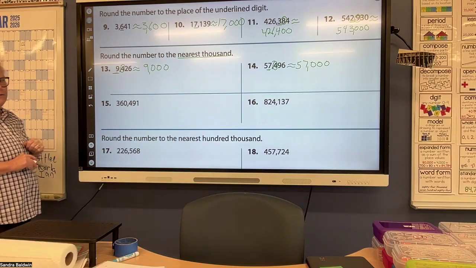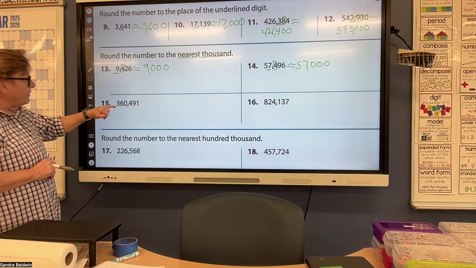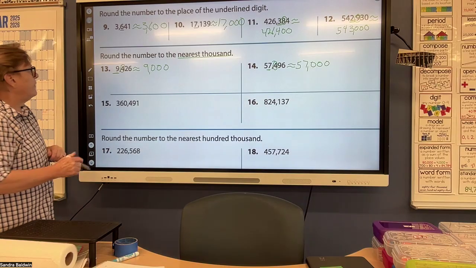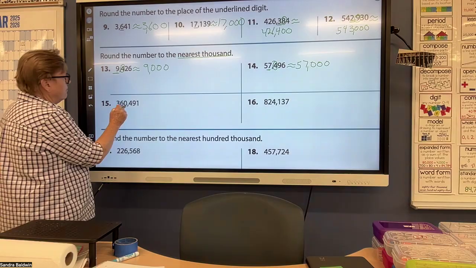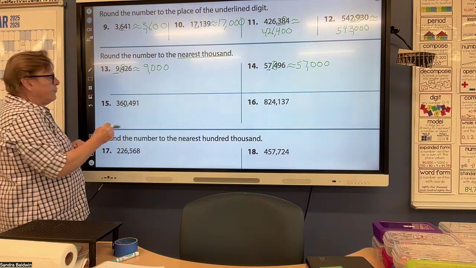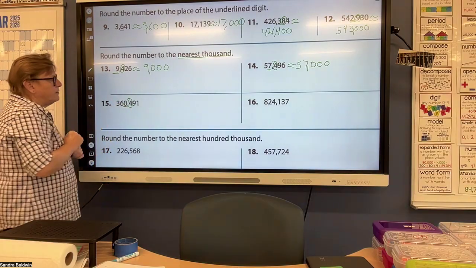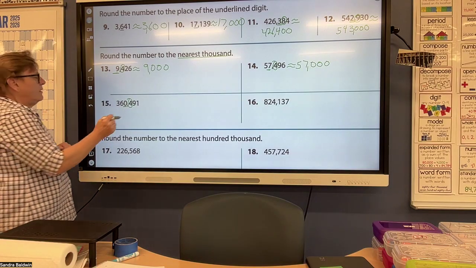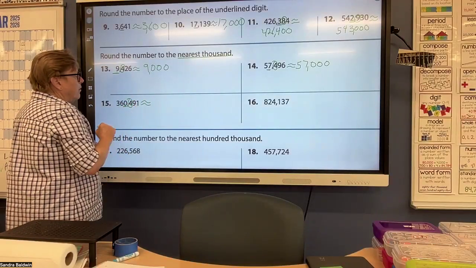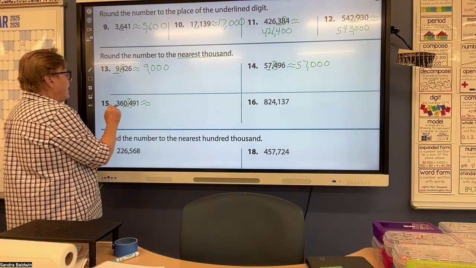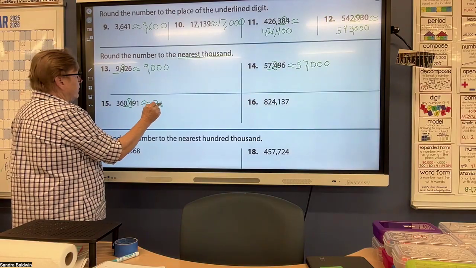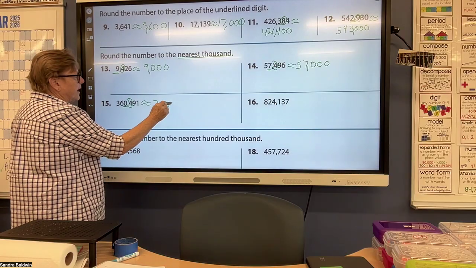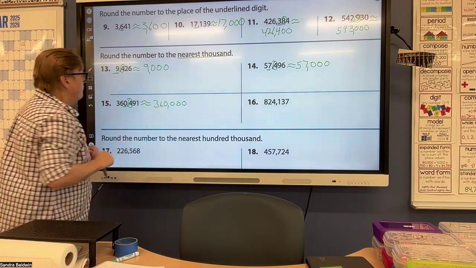For 15, we have a bigger number. It's 360,491. The thousands place is a 0. We draw a circle in the hundreds place. It's a 4. So we say we let it rest. We do our rounding symbol. That means that we just say 360,491 is closer to 360,000 than to 361,000.